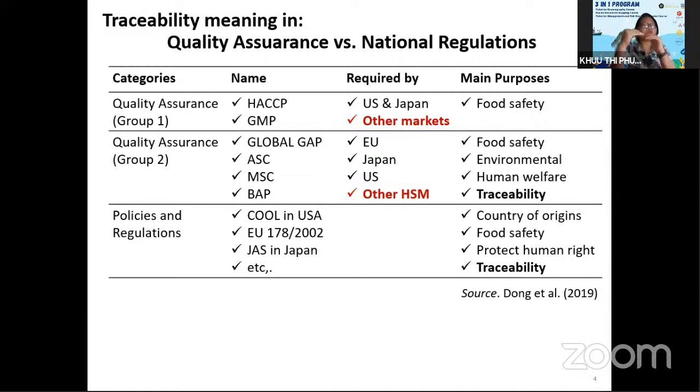But with traceability, if you only apply traceability without applying quality assurance, group 1 or group 2, consumers will be confused if you don't have any channel to tell them that your product has applied a traceability system.